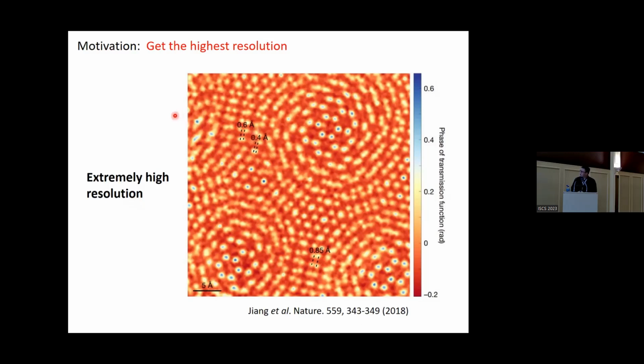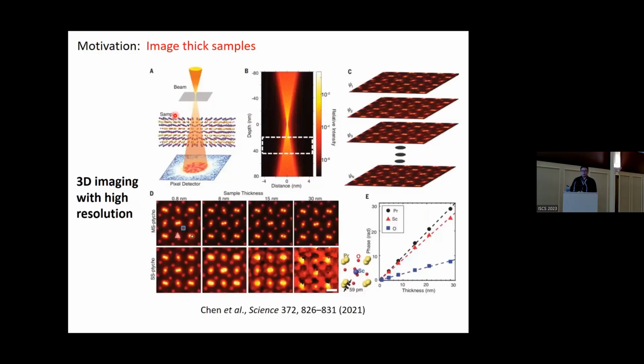And we can also combine with multi-slice to reconstruct bulk material. This is also work done from Cornell University, which is very good at doing ptychography, I guess. They can go as far as 30 nanometers, where most of the traditional imaging technology would already fail.